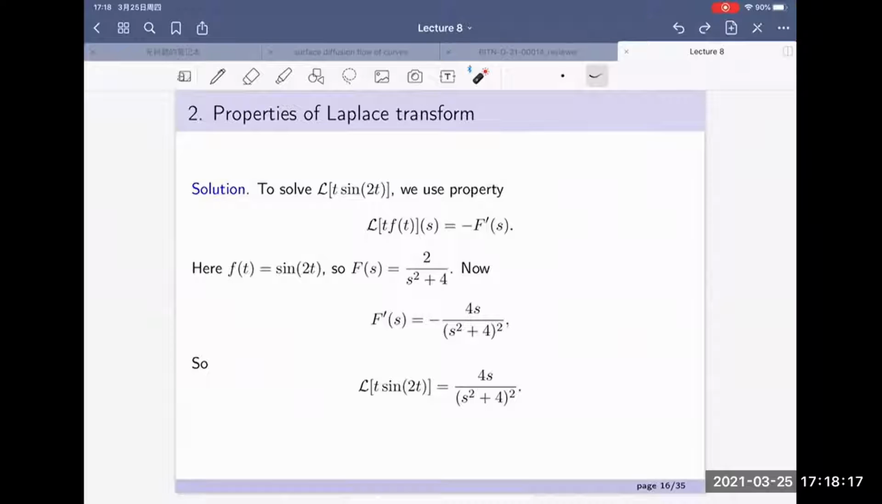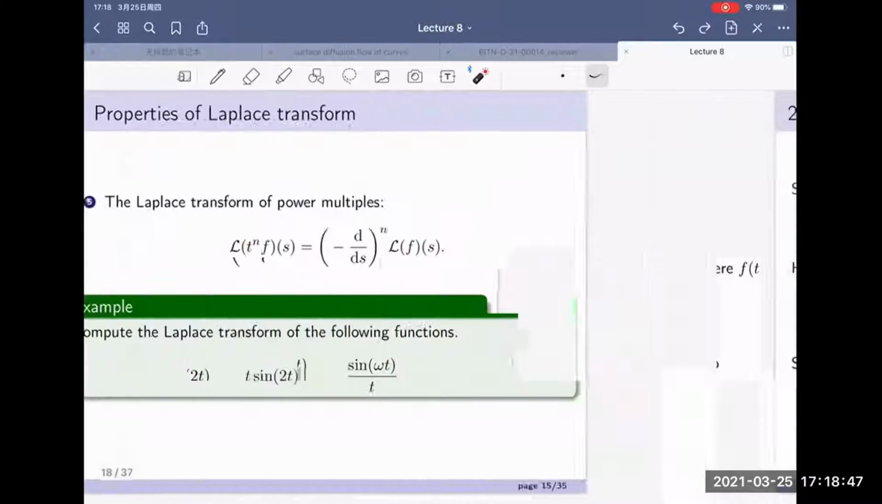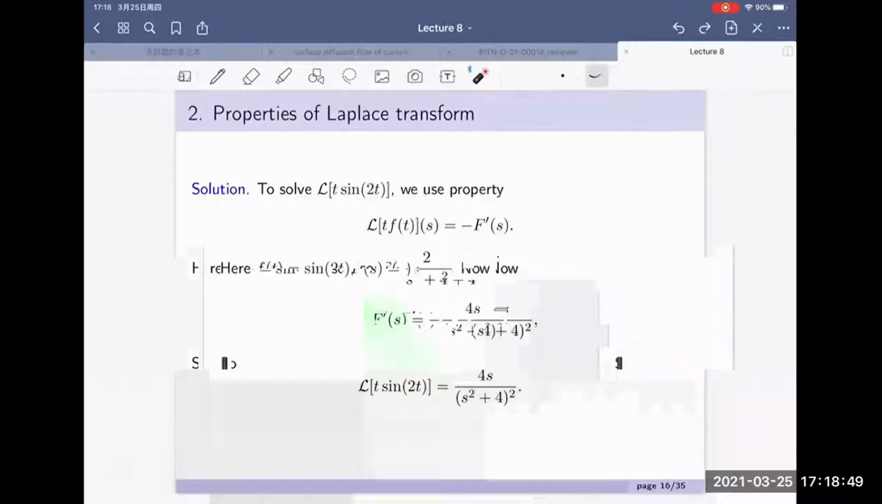So in order to find the Laplace transform of this product function, you use the formula that the Laplace transform of this product is just the Laplace transform of f, taking a derivative and multiplying by -1. So this is the formula here. You choose n to be 1, then this is t, and you get a minus derivative. So capital F would be the Laplace transform of this sine 2t.